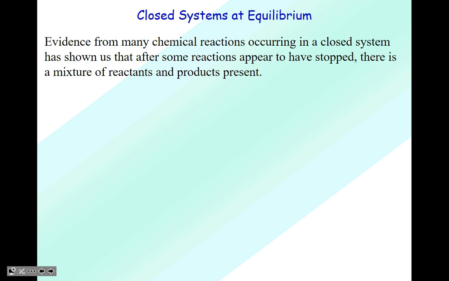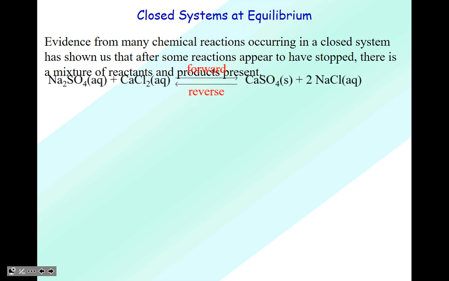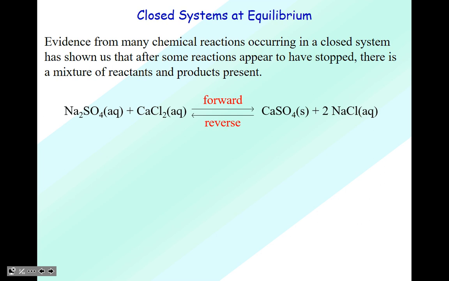Closed systems at equilibrium. Evidence for many chemical reactions occurring in a closed system has shown us that after some reactions appear to have stopped, there is a mixture of reactants and products present. You kind of looked at this in Chem 20 when we were looking at saturated solutions, where the crystallization and the turning back into ions, dissociation, are equal, and there are two arrows, one pointing in one direction, one in the other. That's what we're talking about with equilibrium systems, okay?